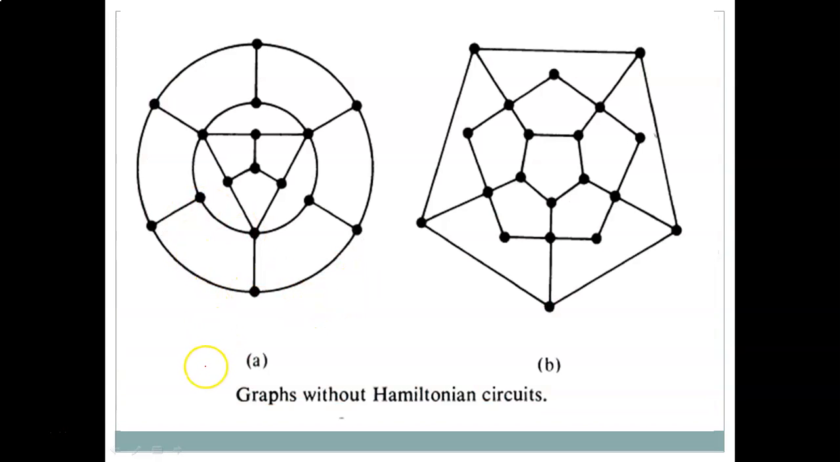You can see these are graphs without Hamiltonian circuits. In these graphs, if you mark any vertex V and try to form a Hamiltonian circuit, it will not be possible in these two graphs. So both of these graphs are examples of graphs without Hamiltonian circuits.